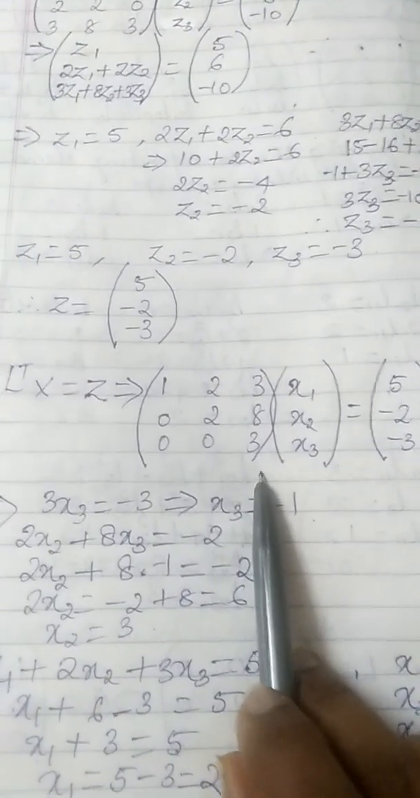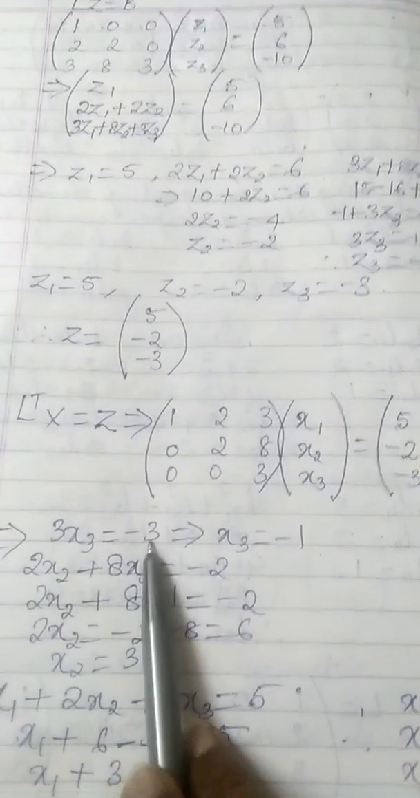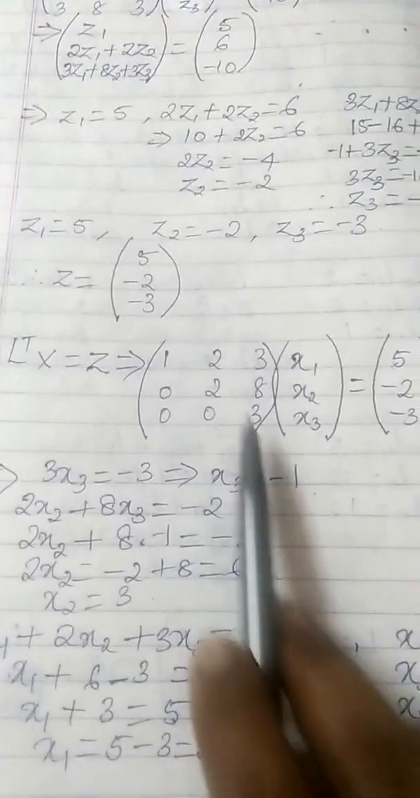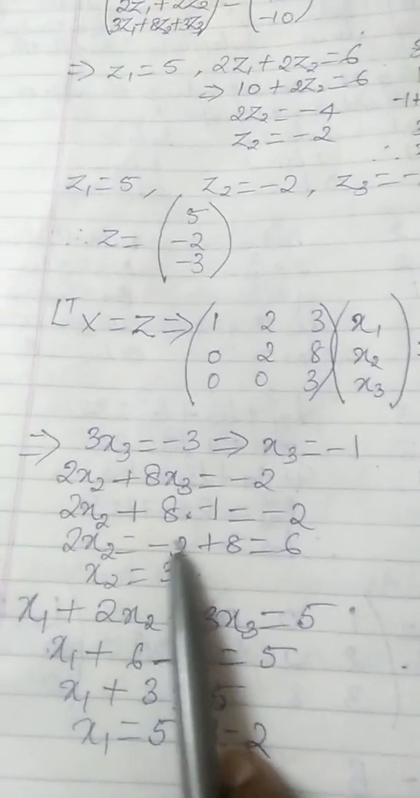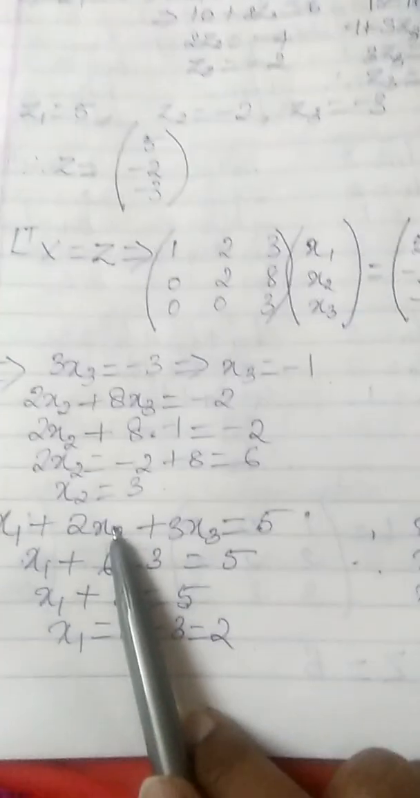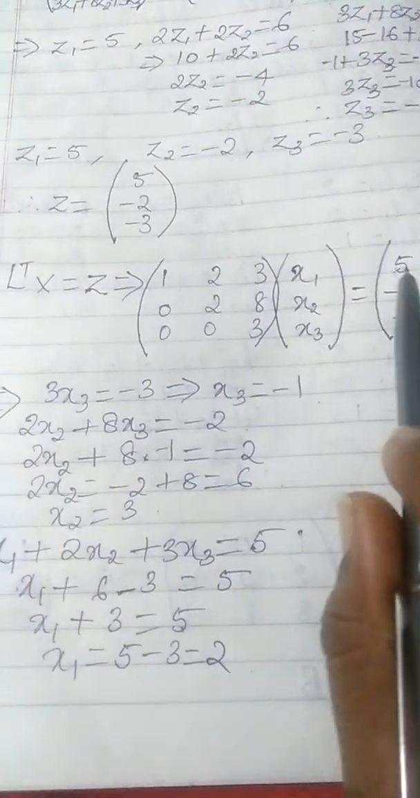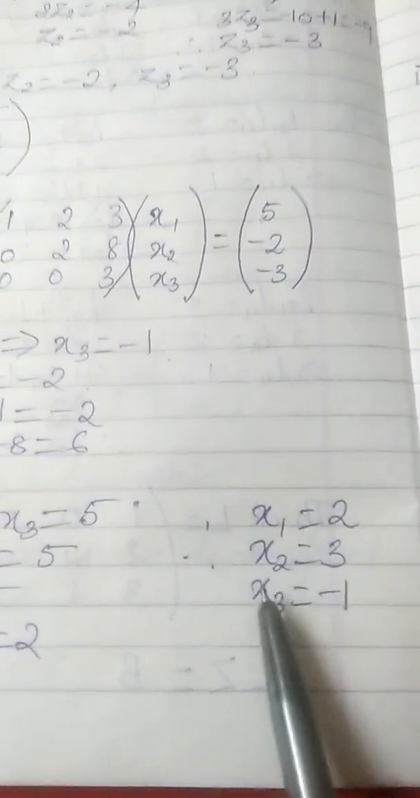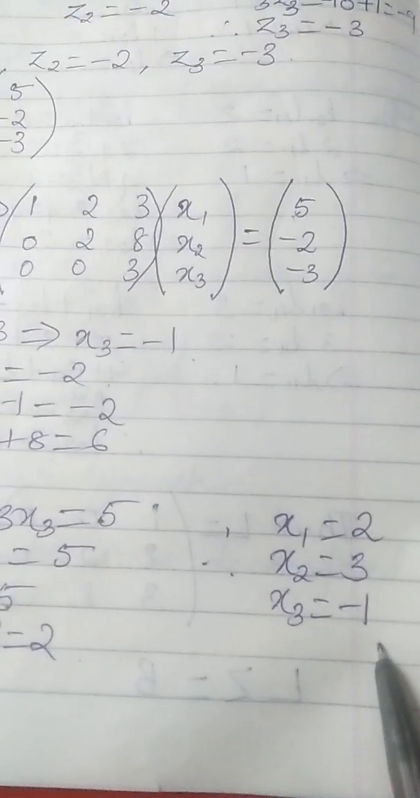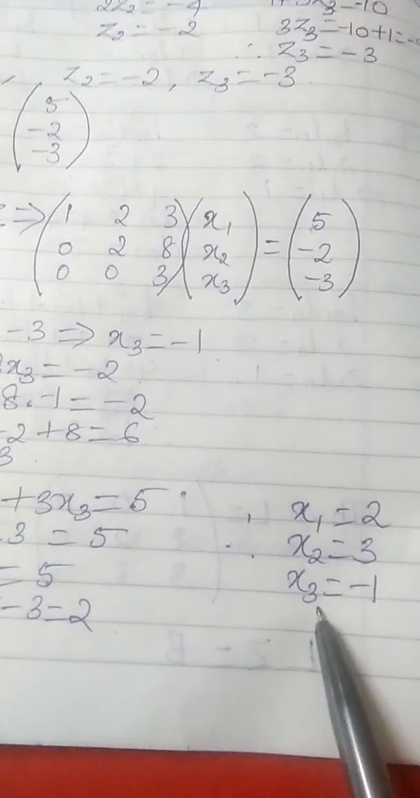Multiplying the left hand side matrices, we will get a 3 by 1 matrix, and therefore we have to equate the corresponding elements. So we start equating from the last row. Since the last row has only one unknown, that is 3x3 equal to minus 3, therefore x3 is minus 1. Then write the equation from the second row, that will give us 2x2 plus 8x3 equal to minus 2. Substituting for x3, we can evaluate x2. And substitute for x2 and x3 in the first equation formed from the first row, that is x1 plus 2x2 plus 3x3 equal to 5. So substituting for x2 and x3, we can find x1. Hence x1 is equal to 2, x2 is equal to 3, and x3 is equal to minus 1. By solving this way, we can find the values of the unknowns x1, x2, x3 using the Cholesky method.